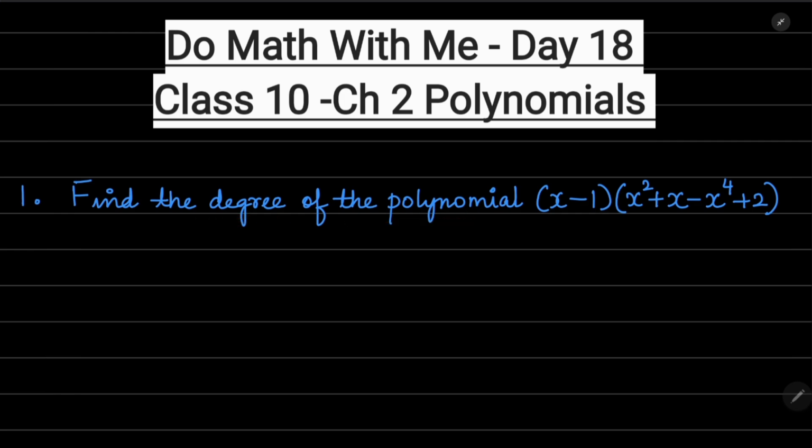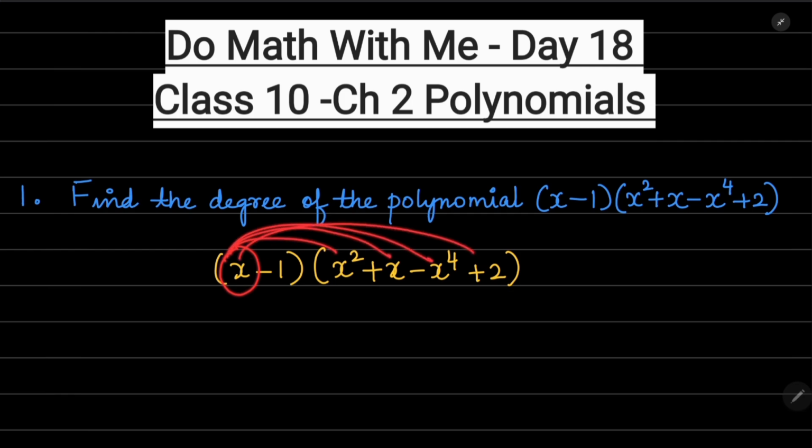But here what you are given is nothing but a product of two algebraic expressions. So ideally what we have to do is, first of all, multiply the two expressions and then find out the degree. So let me write the given polynomial as it is: (x minus 1) multiplied by (x square plus x minus x to the power 4 plus 2). How do I multiply? First I would take x and multiply with each term of the second expression, and then minus 1 multiplied by each term of the second expression. Let me start with x.